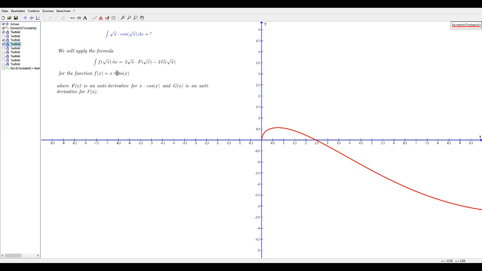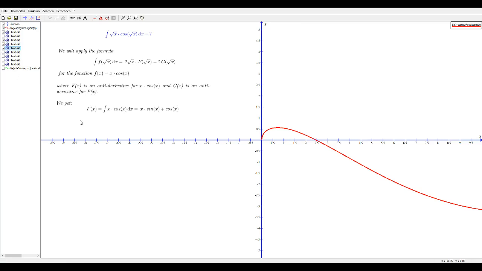So let's recap. The integral of f of square root of x is just 2 square root of x times capital F of square root of x minus 2 capital G of square root of x, where capital F of x is an antiderivative of f of x, which is just x times cosine of x in this case, and capital G of x is just an antiderivative for capital F of x. So let's just go ahead and do it.